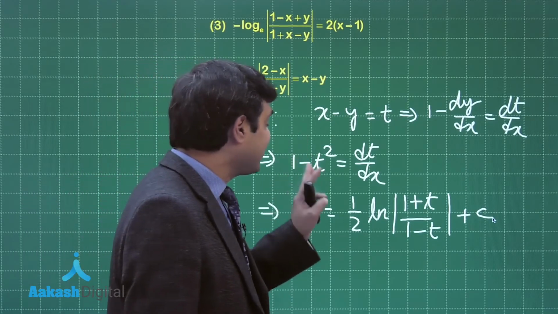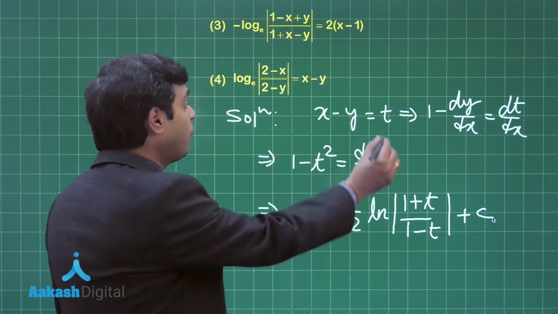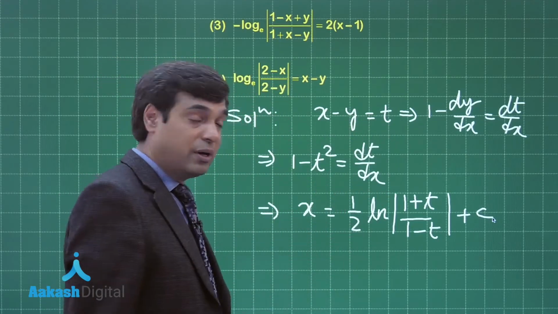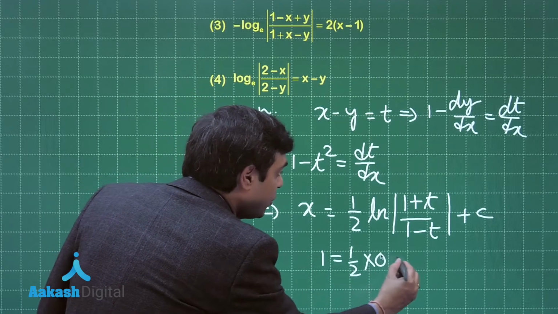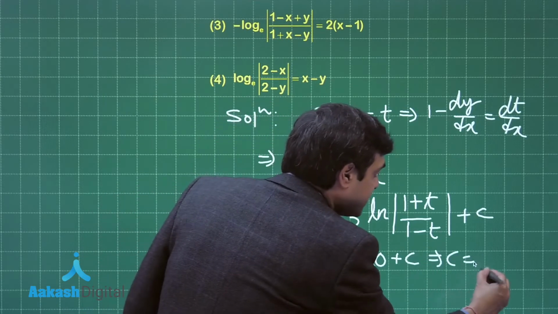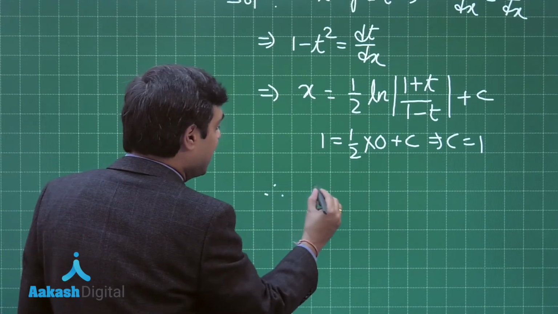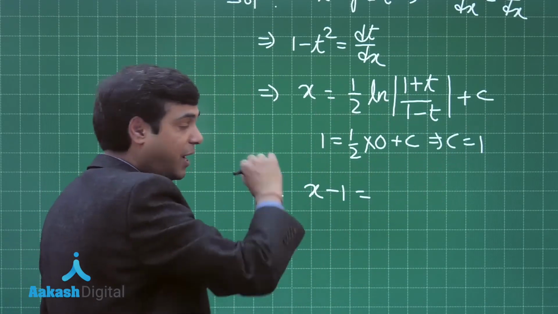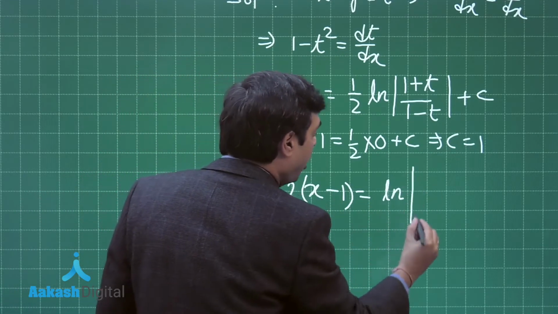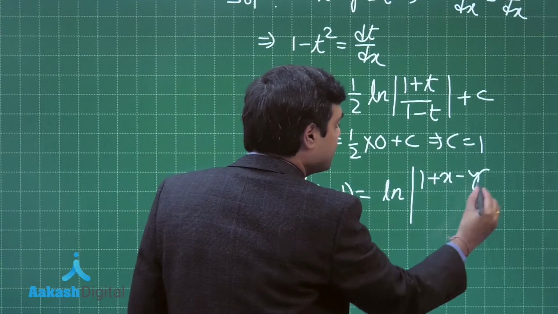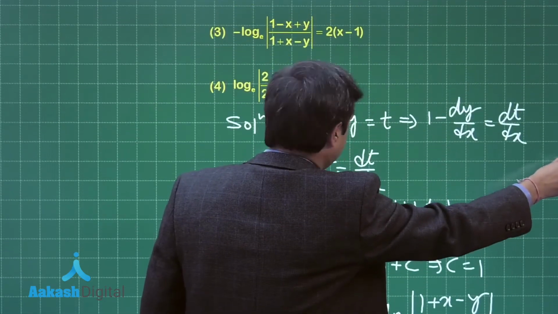y of 1 is 1. So you have x and y both 1. When you substitute, what is the value of t? When x is 1, y is 1, you can see t becomes 0, right? So substitute here, 1 is equal to half into 0 plus c, giving you the value of c as 1. Once you obtain the value for c as 1, you have the solution as x minus 1, taking c on this side, is equal to, 2 can also be multiplied, log modulus of 1 plus x minus y upon 1 minus x plus y. Let's see from the given options.